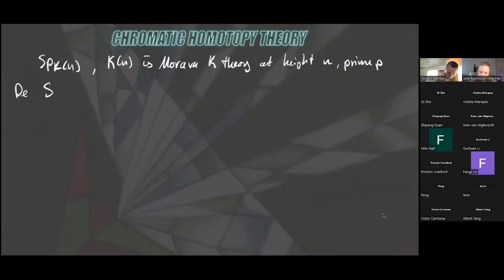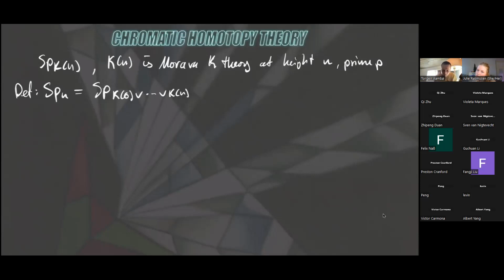So I'm going to define SP_n to be the category of spectra localized at K_0 wedge, and so on, up to K_n. So I'm going to take not only a single height, which is like SP_{K_n}, but all the heights up to n. I'm going to take height 0, height 1, height 2, and so on, all the way up to height n. And this is called the height n category or something like this.